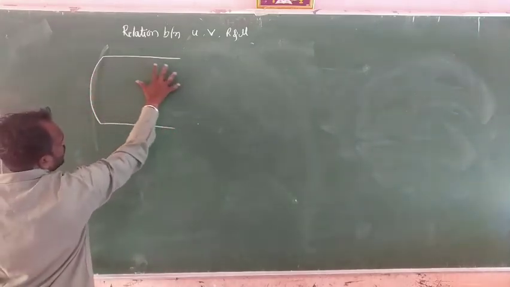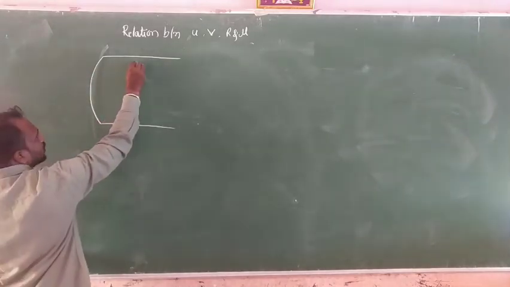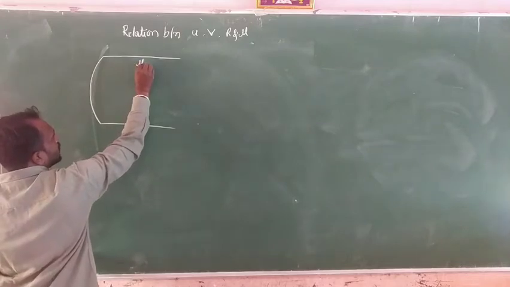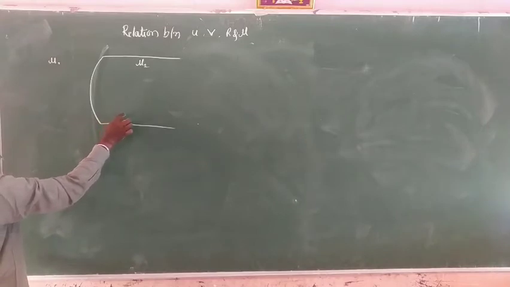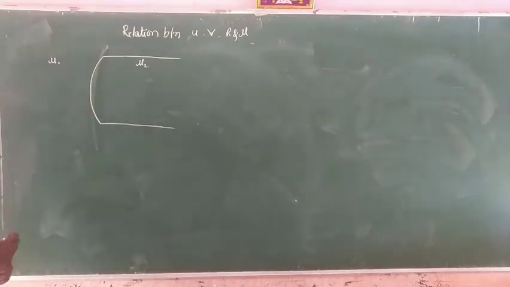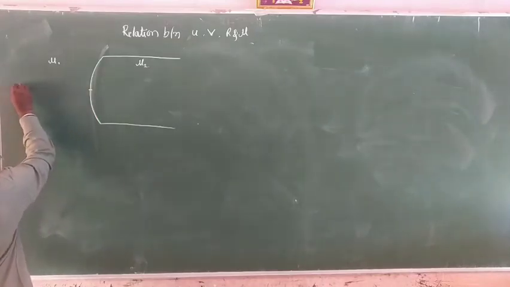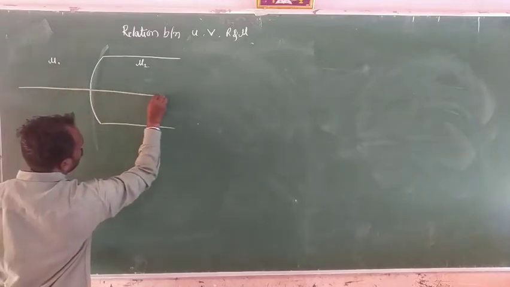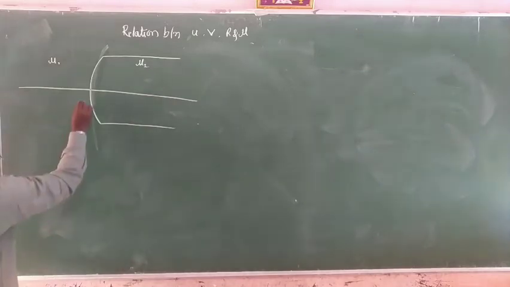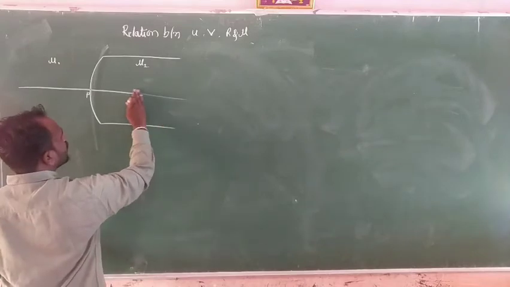On this side we consider glass and here we consider air. So the glass refractive index we consider mu2 and air is mu1. So this one is a denser medium and this one is a rarer medium. Here, this one is the center of this refracting surface, which means we consider it the pole. This point we consider as P.